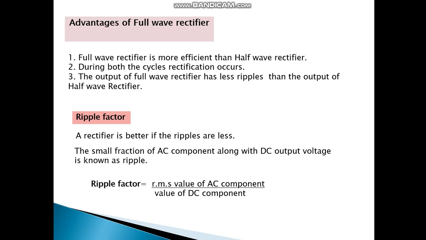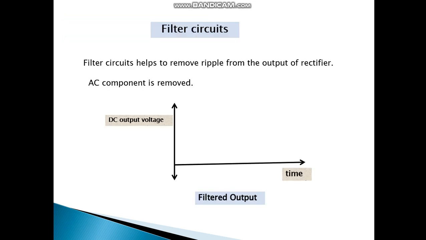Ripple factor is given as a ratio of the RMS value of the AC component to the value of the DC component. Now, how are these filtered? Using the filter circuits, we make it more rectified, right? The AC component is removed. So, a filter circuit helps to remove the ripple from the output of the rectifier. So, this is the normal DC voltage that we get from a full wave rectifier, and using filters, we will make it still better.